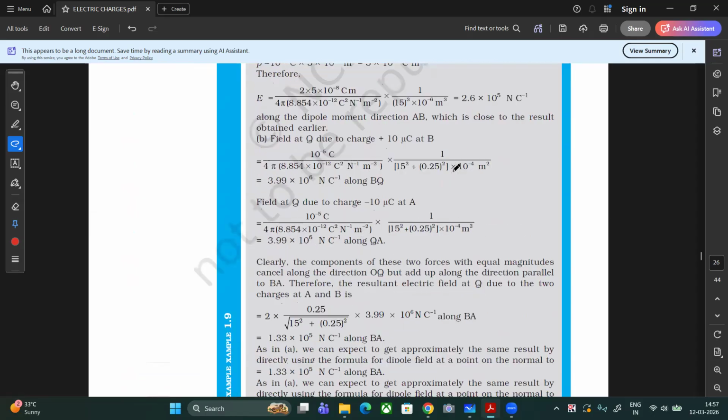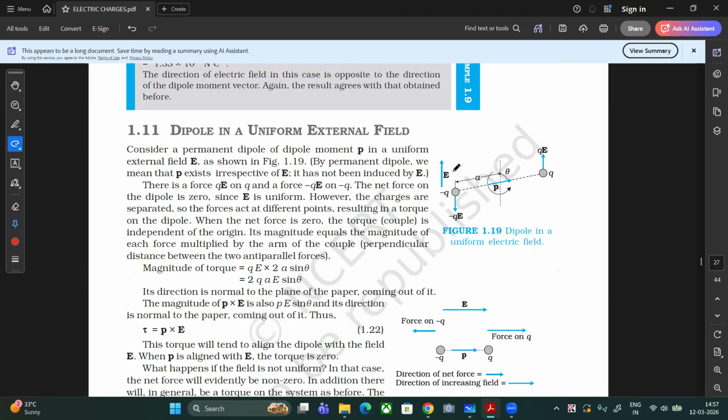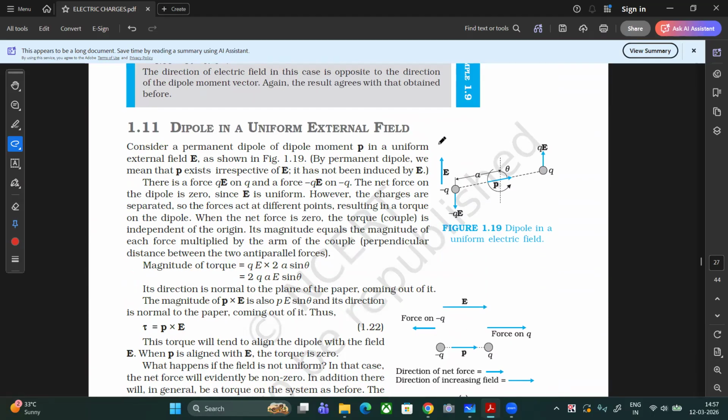Okay, let's move on to the next topic. What if there is a dipole in a uniform electric field? We already know the dipole itself has charges. If it is in an electric field, the charges will experience a force. There will be a force developed on these two charges. It will be equal and opposite, so the net force on the body is zero, but it will be rotating.